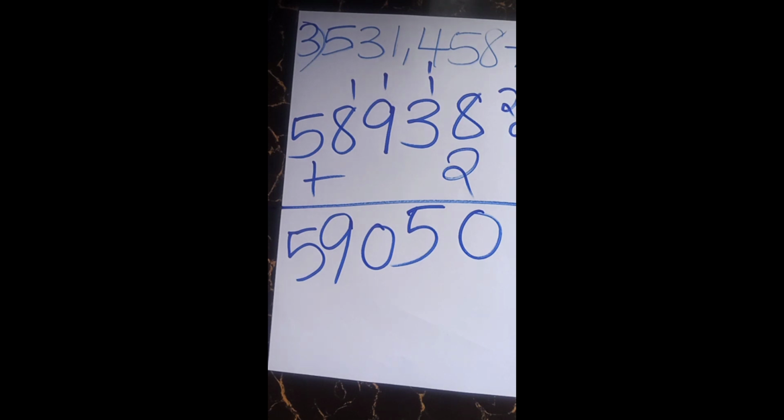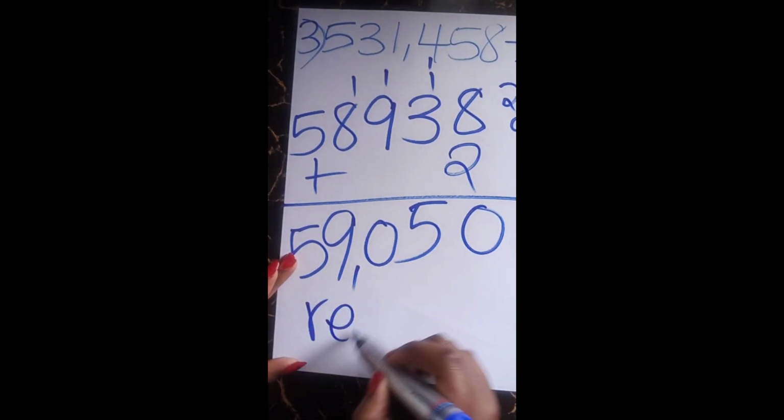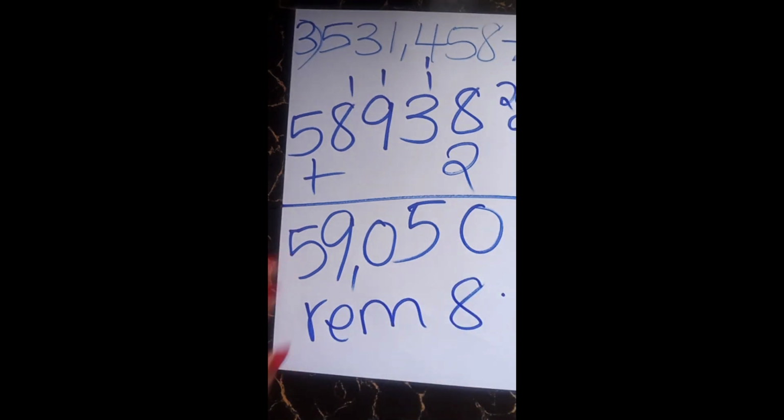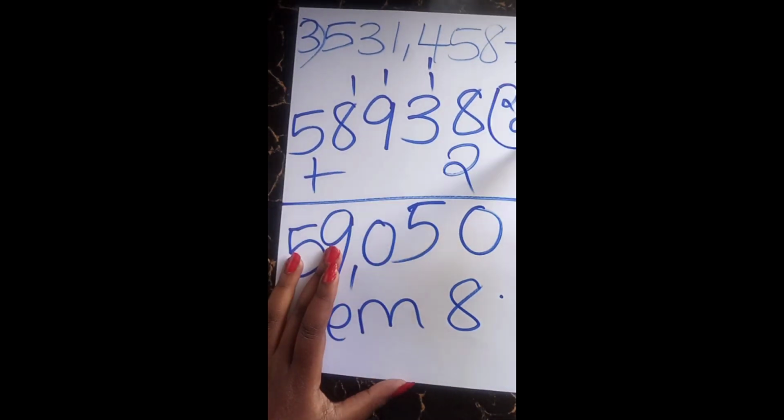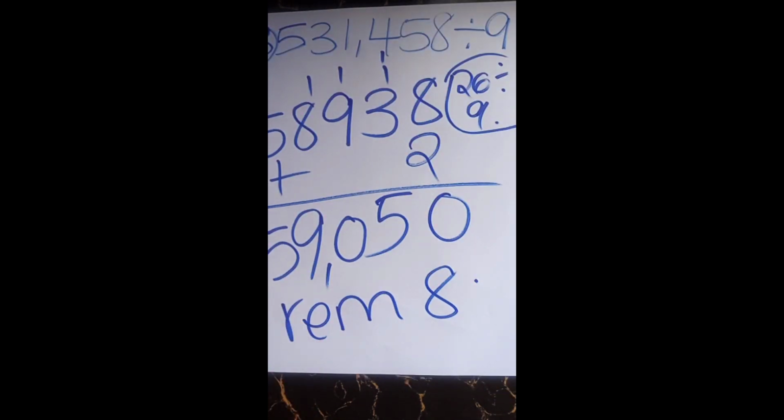Okay, so after adding this, our final answer will be this remainder 8. Remember, this 8 we got when we were dividing 26 by 9. Are we together? And just like that, you have your answer. Is that clear?